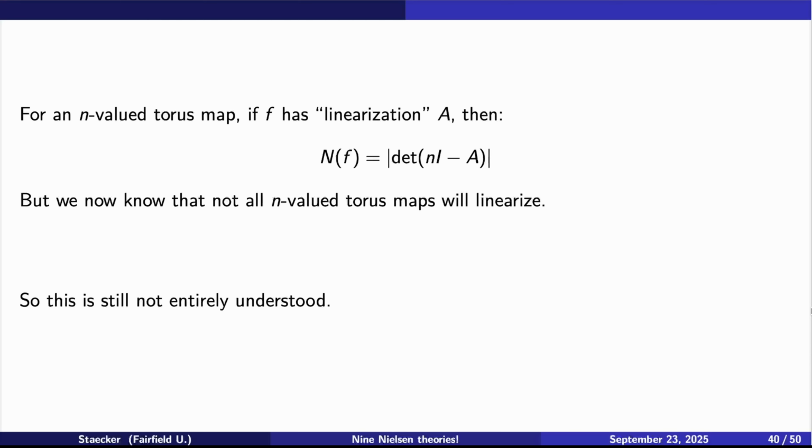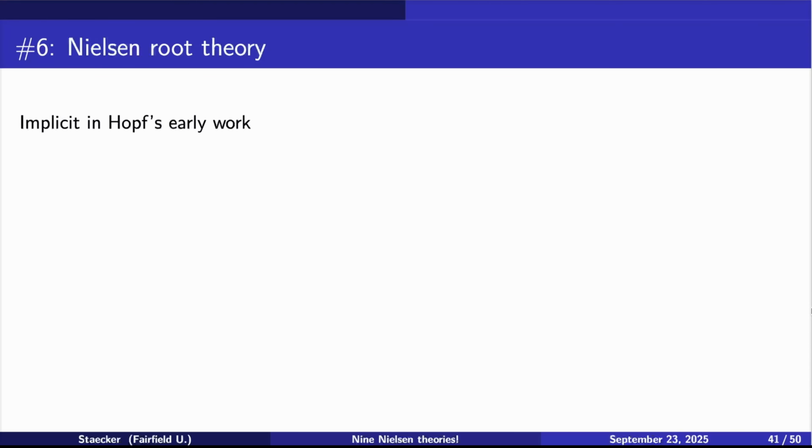All right. Okay, number 6. I've got like 10 minutes left. Number 6 is Nielsen root theory. This is a very simple one. This is actually implicit in Hopf's work, but it was kind of resurrected or clarified by Brown and Schirmer in the 70s, I think, maybe 60s or 70s.